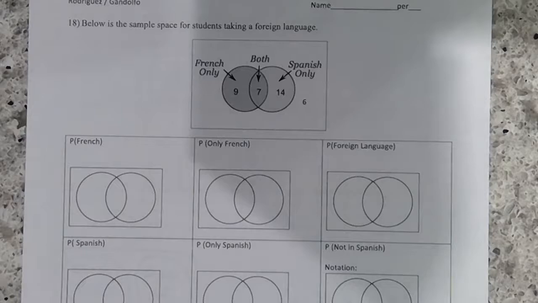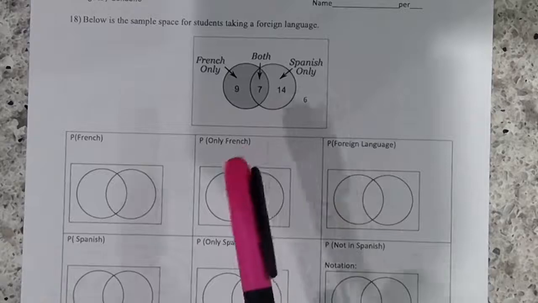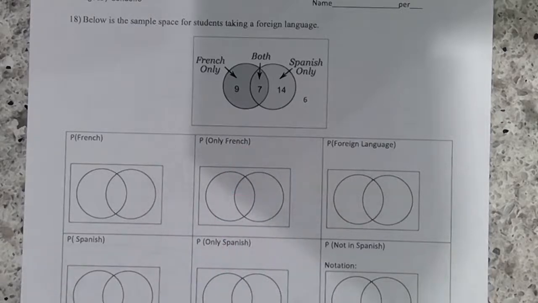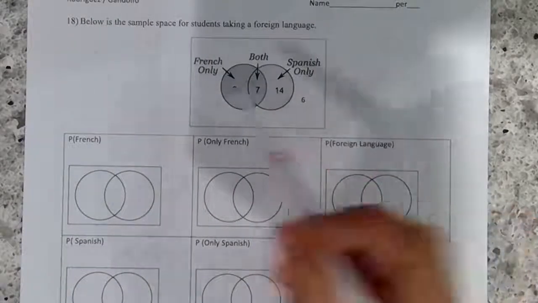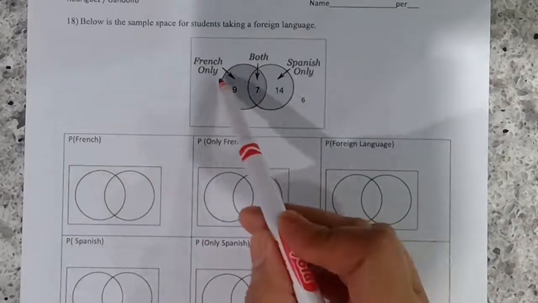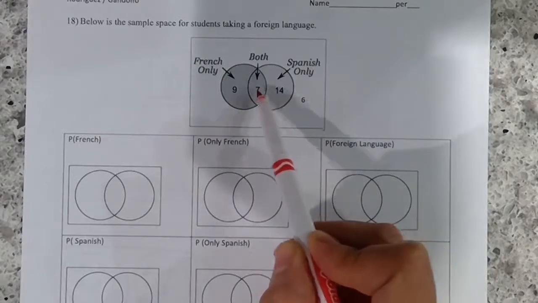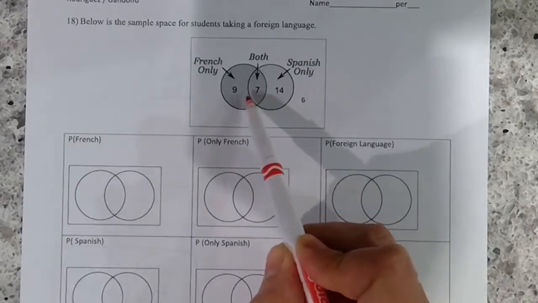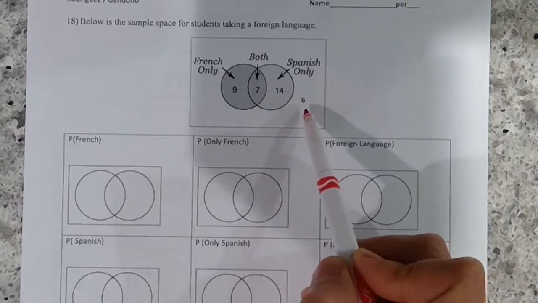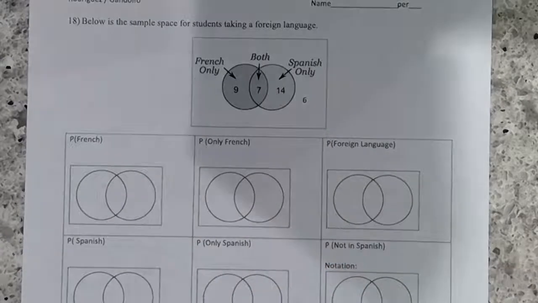All right, moving on to Venn diagrams. A lot of the rest of your unit is going to have Venn diagrams, so making sure that you know how to read them is very, very important. The first thing you want to do is look at it and see what it's about. Below is a sample of students taking a foreign language. So there's French only, Spanish only, both, they're taking French and Spanish, and then 6 that could be taking another language or just not taking any language at all. Very important.